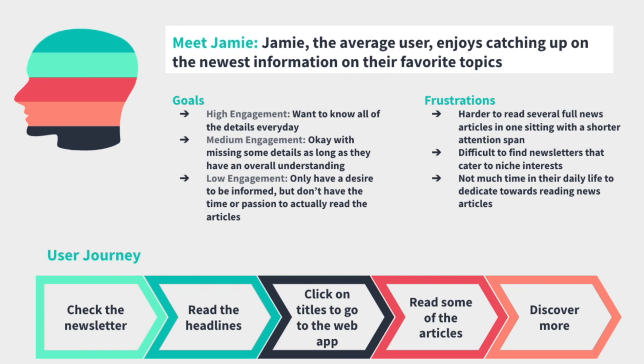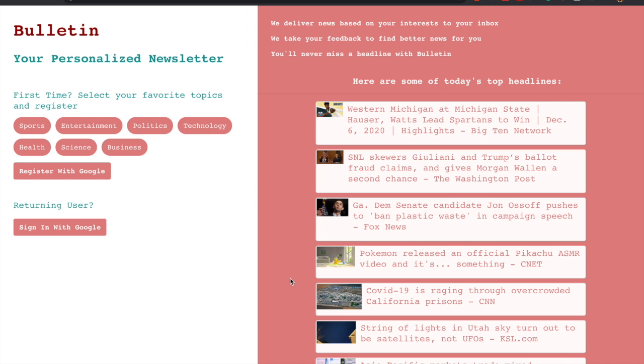And today I'm going to be checking out Bulletin for the first time. It says a personalized newsletter, pretty cool. Oh wow, this is really cool. You can pick your favorite topics. It's got a bunch of them for me here, and I can register with my Google account. Okay, that seems pretty useful. Let's look at some of the other stuff here before I register.